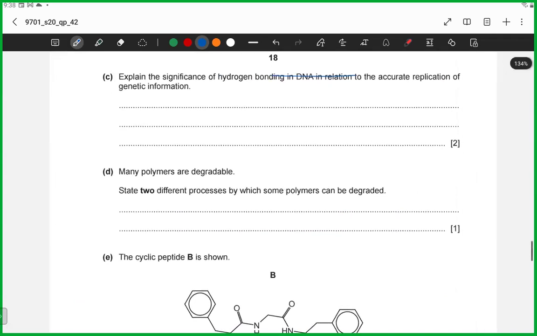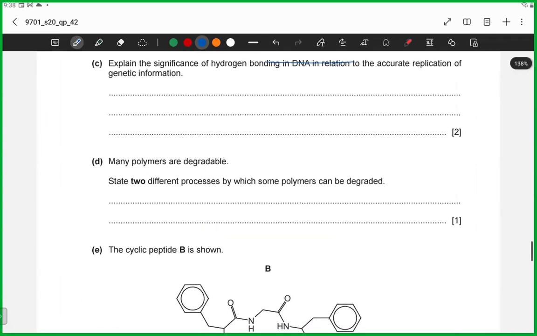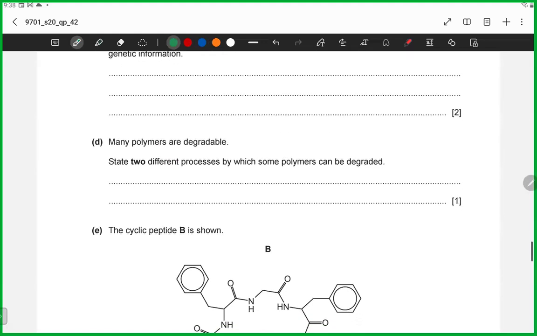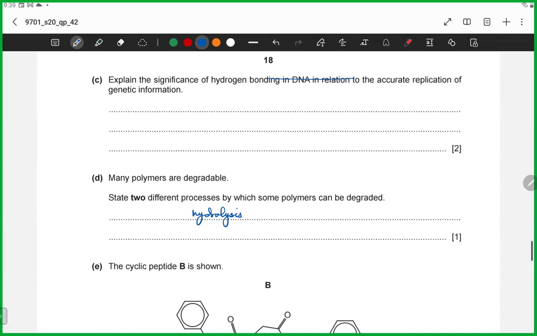It says many polymers are degradable. State two different processes by which some polymers can be degraded. So, what are the two processes by which polymers degrade? Okay. One of them is hydrolysis. So, what is the other one apart from hydrolysis?